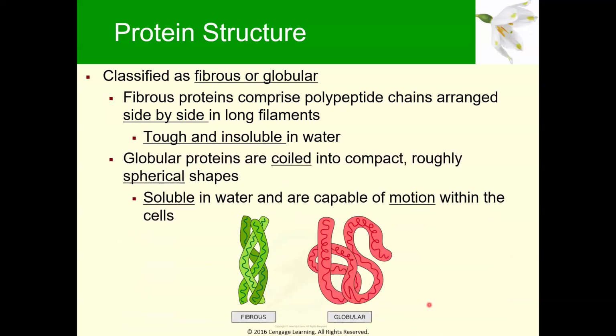But then the other one, the globular, they're typically coiled, more spherical shaped. And because of that, they are typically soluble in water. And because they're soluble in water, they can move around. So they're capable of motion within cells.